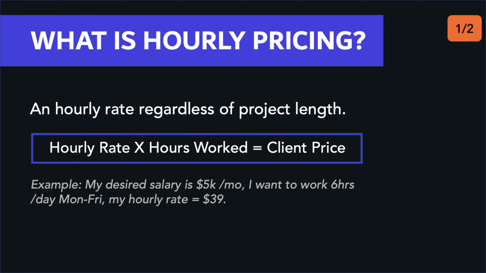Next is, what is hourly pricing? It is your hourly rate regardless of the project length. How it works is you take your hourly rate times your hours worked equals the client price. Example, my design salary is $5,000 a month. I want to work 6 hours a day, Monday to Friday. My hourly rate is $39.